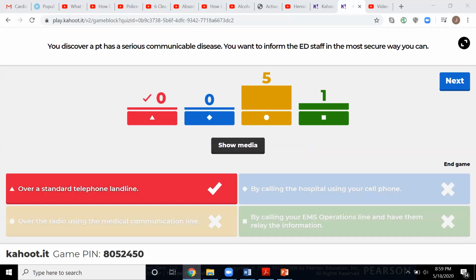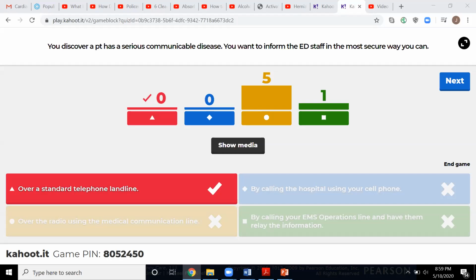So the reason that over the standard telephone line is the answer is because it's the most private way of doing it without anybody else knowing about this patient's illness. Over the radio, no, we can't do that. There are too many ears for that. Too many people will hear about this patient's illness, and that's going to violate HIPAA. By calling the hospital using your cell phone, well, that could be it. That's actually really good to me too, to be honest with you. Over a standard telephone line is the best answer though, because it's completely private.